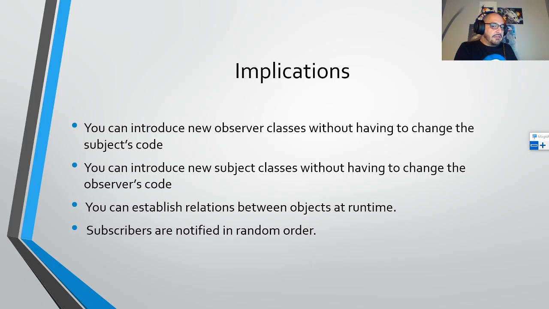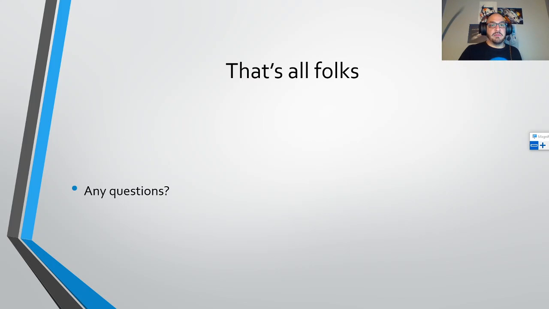You can also establish the relationship between these objects at running time, and that's really good as well. At running time, these instances can be created, and you can use inputs from a database, a text file, or the user, and then establish these relationships as needed. Also, in most cases, subscribers are notified in random order. That depends on your implementation, but there is no guarantee, unless you code it, that all of the subscribers are going to be notified at the same time.